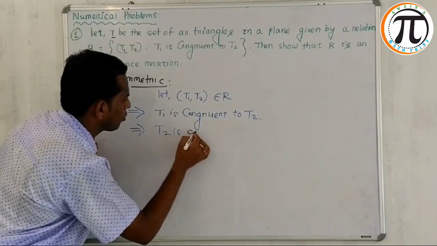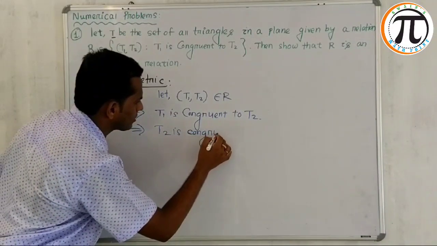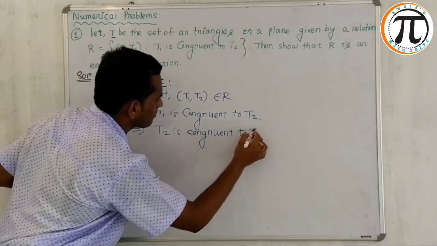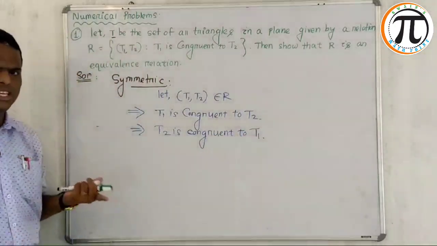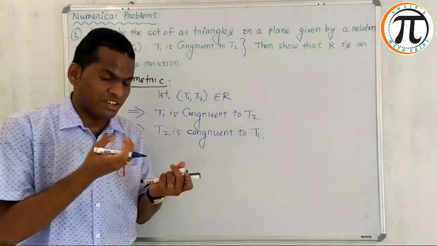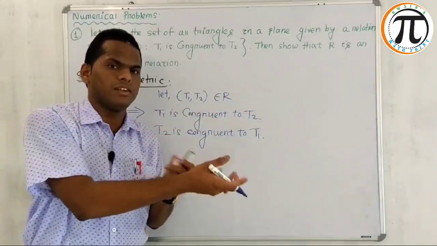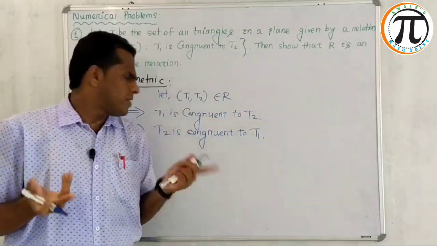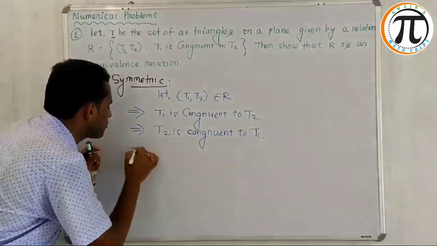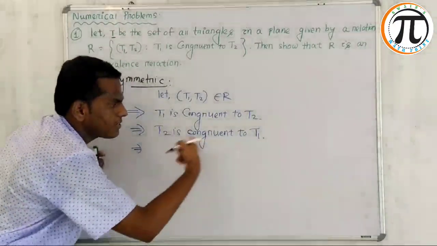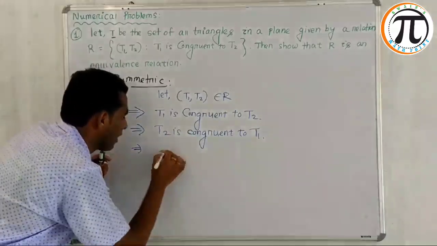T2 is congruent to T1. Yes or no? Yes. Why not? If A is similar with B, then B is definitely similar with A. Okay, no problem. So this word का mathematical expression क्या होगा?